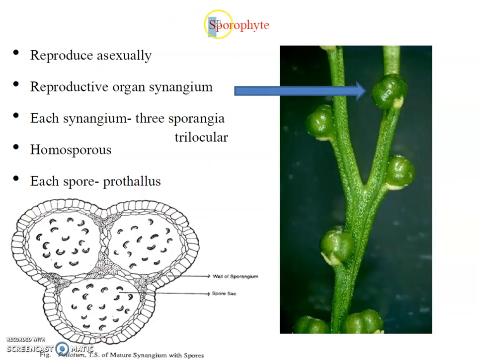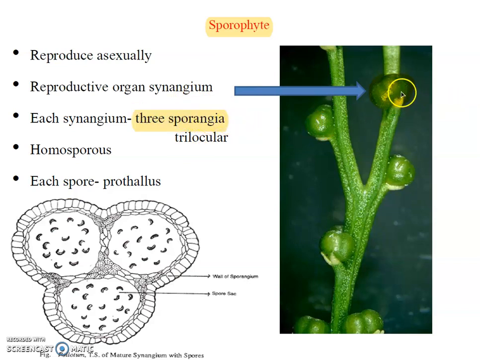Let's say the sporophytic stage. The sporophytic stage means spore production. It reproduces asexually. First, no sexual gametes are formed, so they produce spores asexually. The reproductive organ is the synangium. At the base of the scales, a synangium structure or organ is formed. In the synangium, there are three sporangia.